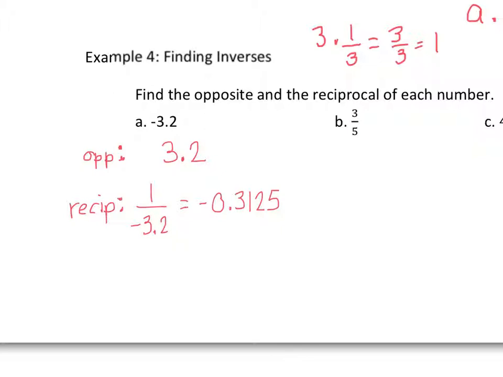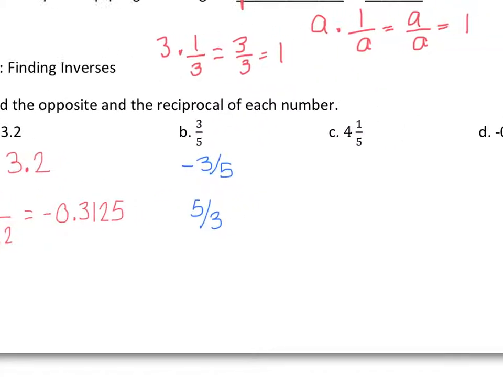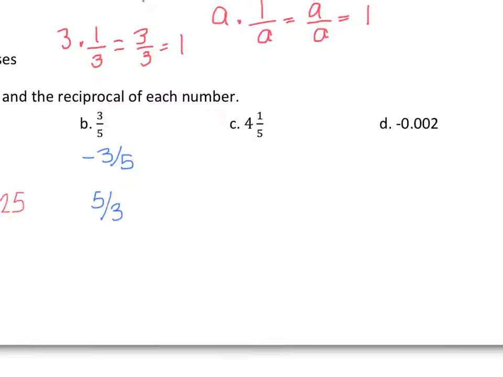What's the opposite of 3 over 5? Negative 3 over 5. What's the reciprocal of 3 over 5? 5 over 3. Any questions so far? All right, the next one, what's the opposite of 4 and a fifth? Negative 4 and a fifth.